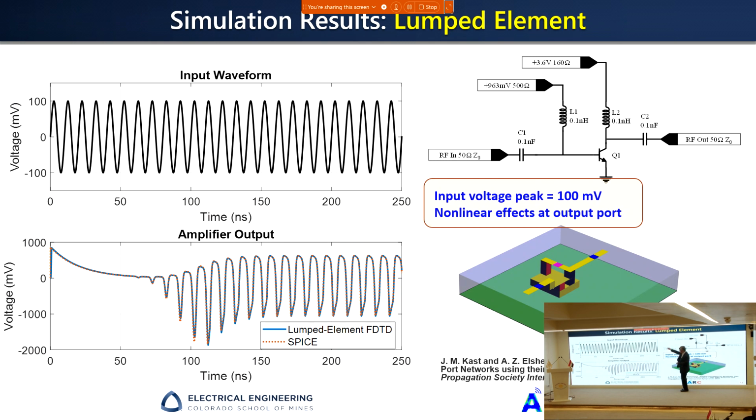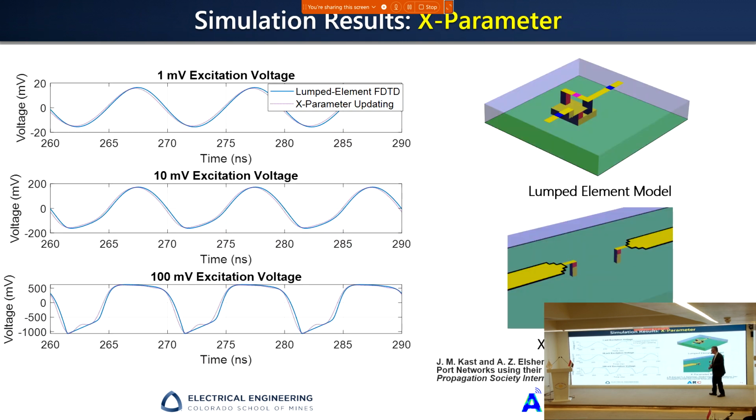Now, if I increase the input signal to 100 millivolt, this is the response coming from finite difference time domain and B-Spice, again to confirm that it's accurate. And you can see that the output signal is no longer sinusoidal. So the nonlinearity of the device has started to show up in the output. And when we do this also using the X parameter or the B wave, we can compare the lumped element model and the X parameter model. We compared it at 1 millivolt, 10 millivolt, and 100 millivolt. And you can see an almost perfect match between the three of them.